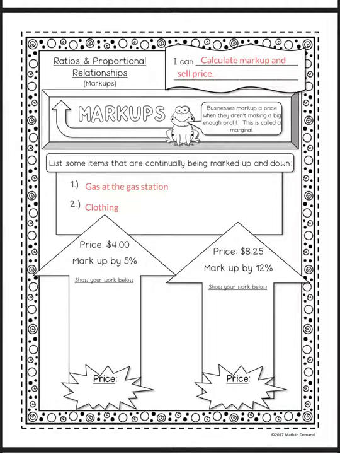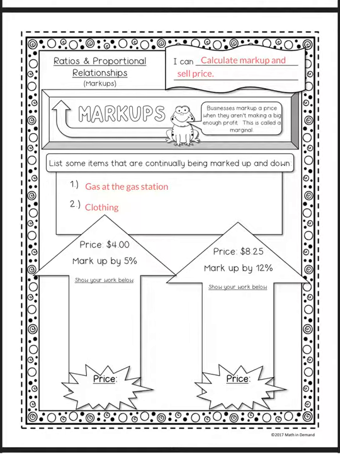Some items that continually are being marked up as well as being marked down are gas at the gas station, clothing. Clothing is always being either marked up or marked down, and gas, you will notice gas prices always going up and down. You can also think of some others. If you think of others, let me know in class.